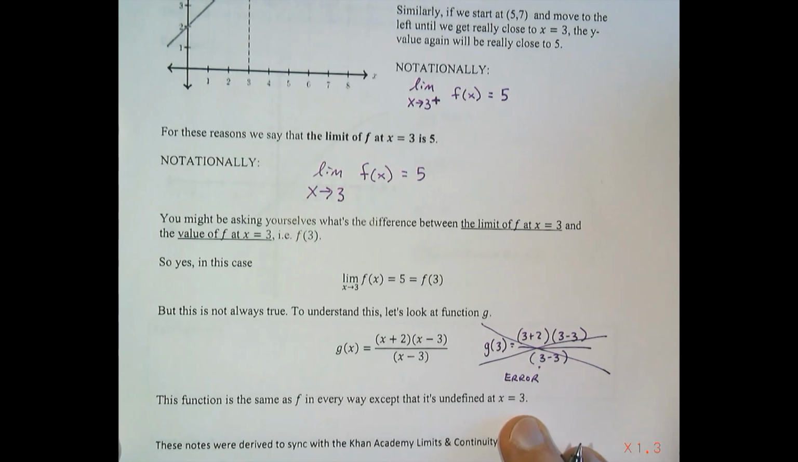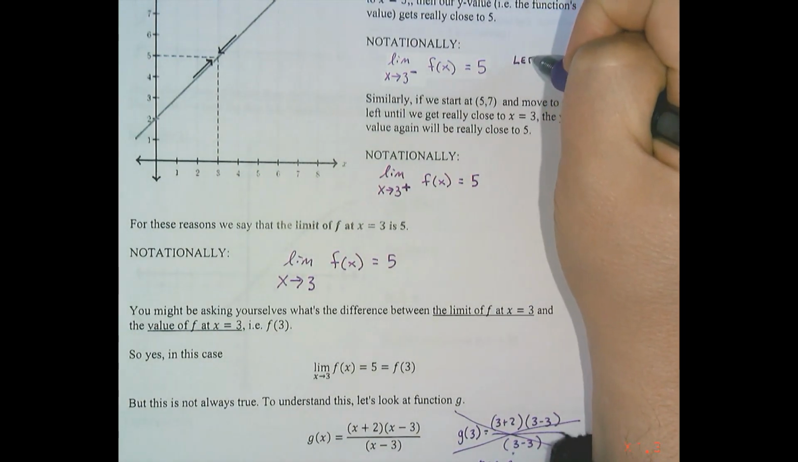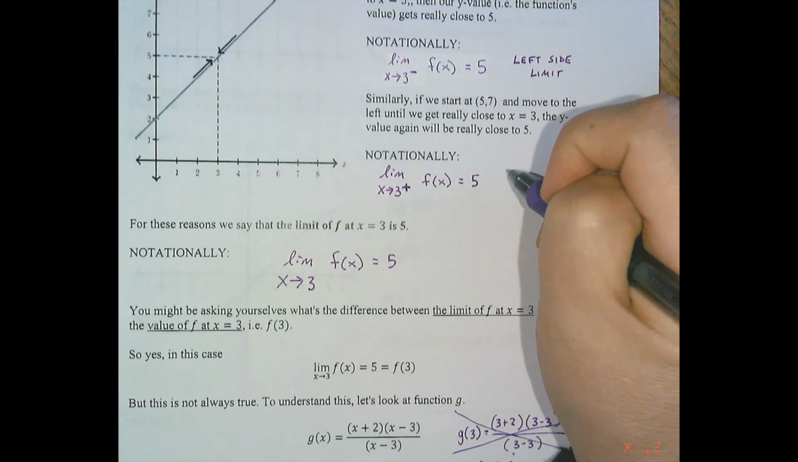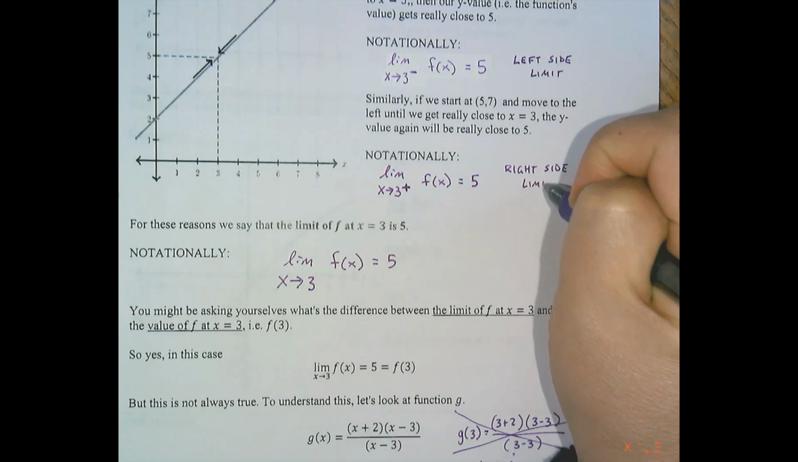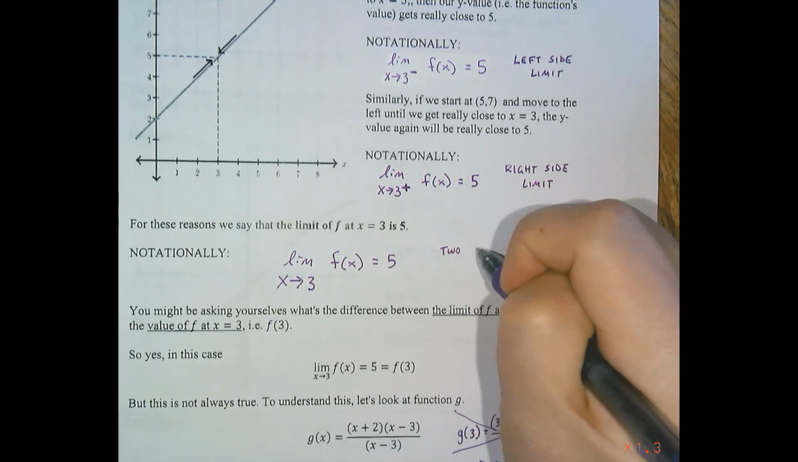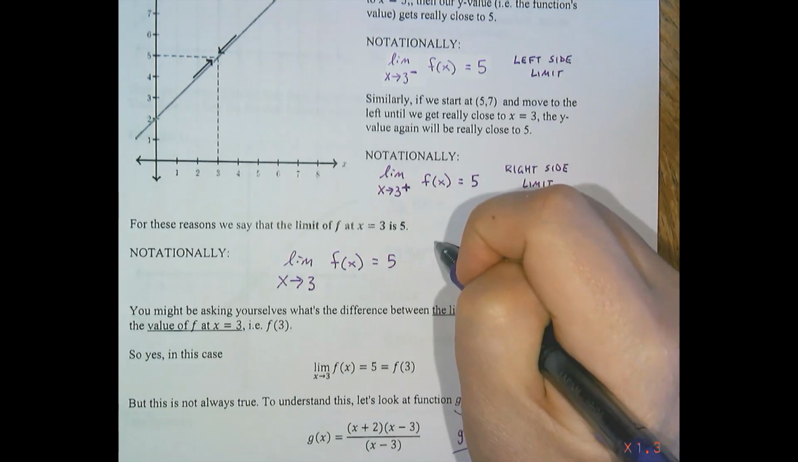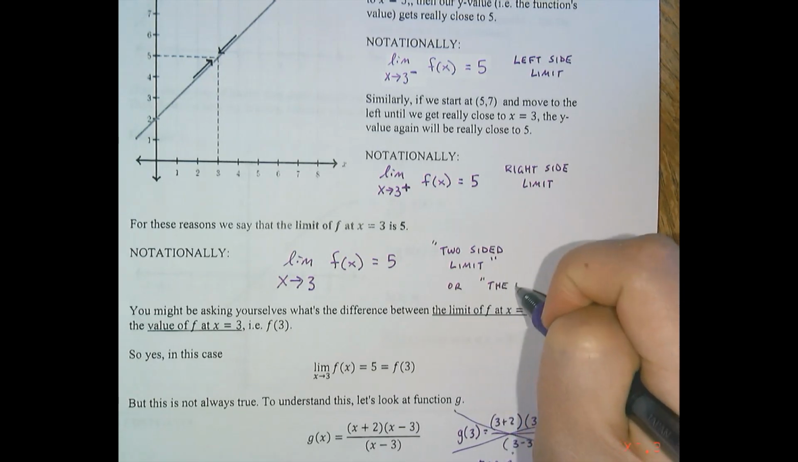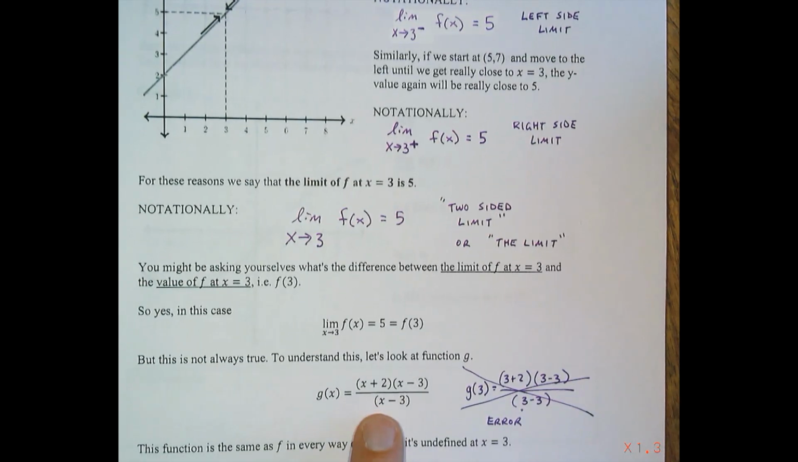So let me drop in a few other extra words in here. I said it, but I think it's worth writing. This is called the left side limit, because we're approaching from the left. This is called the right side limit, because we're approaching from the right. And this is the two-sided limit. Two-sided limit, or just the limit. All right, let's see this equation on the graph on the next page.